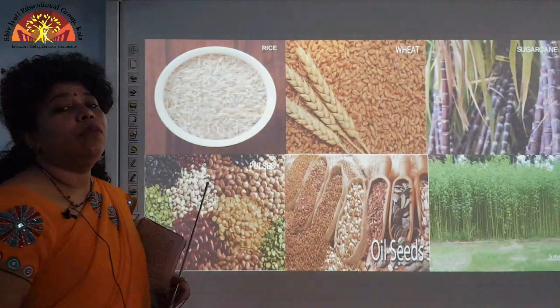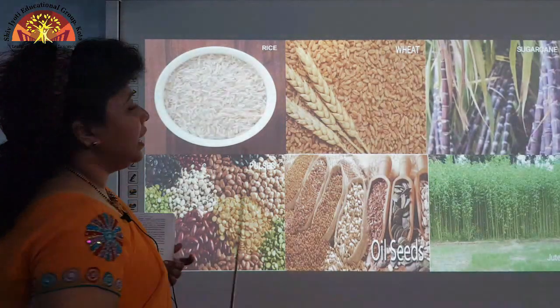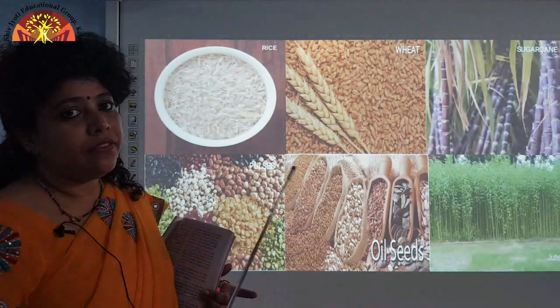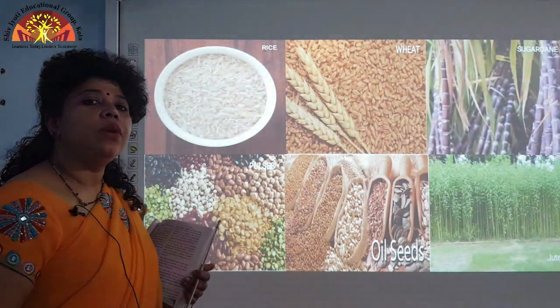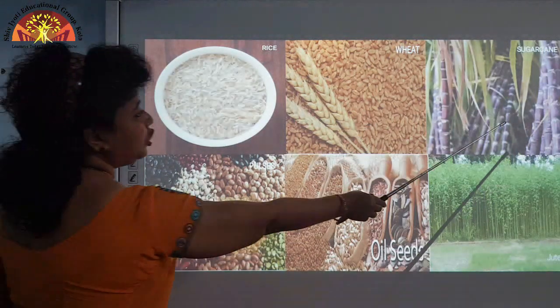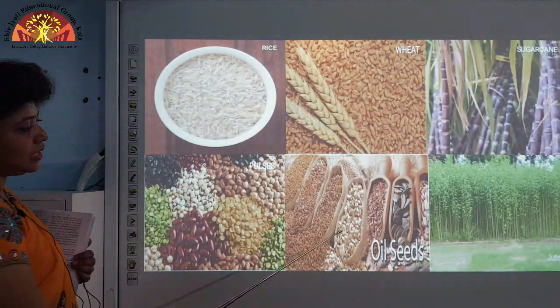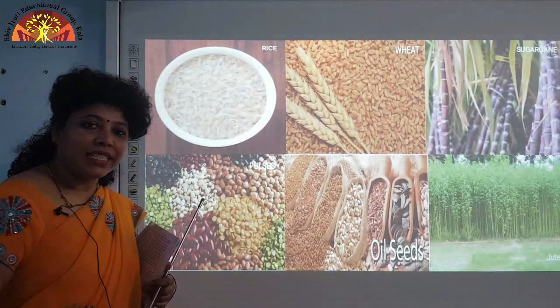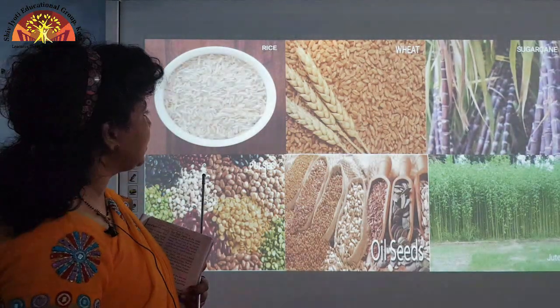Let us talk about the various crops that grow well in alluvial soil. Some of the crops that grow well in alluvial soil are rice, wheat, sugarcane, pulses, oil seeds and jute. These are some of the plants that grow well in the alluvial soil.